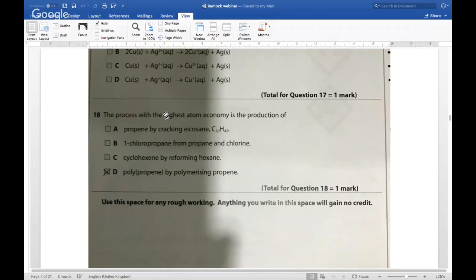The process with the highest atom economy is the production of propene by cracking of icosane. That's going to be low because icosane is massive and propene is tiny, lots of waste. So low atom economy. 1-chloropropane from propane and chlorine, free radical substitution, it's going to be an absolute mess, low atom economy. So we just need to assume it's copper 2.